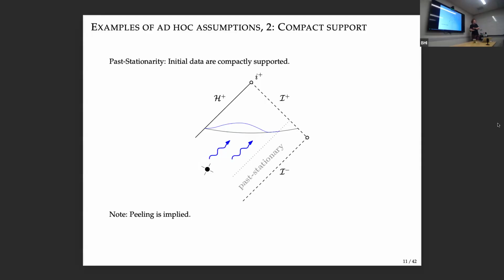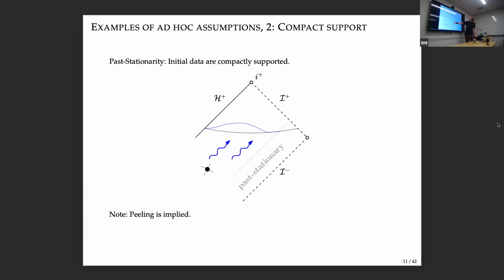Wouldn't this compactly supported data, at some later finite time, just give 0 by the strong Huygens principle? Oh, this is a good point. So I'm now talking about general relativity. Strong Huygens principle holds exclusively for linear waves on Minkowski, and the nonlinearities break Strong Huygens principle.